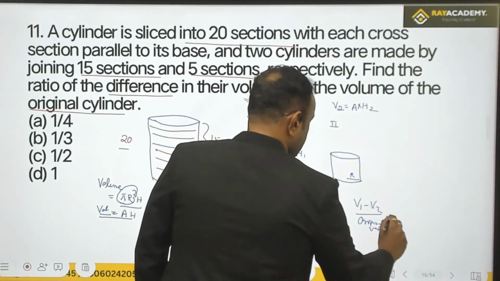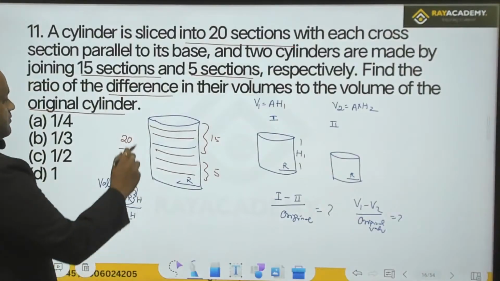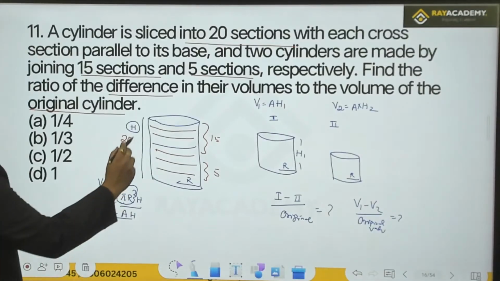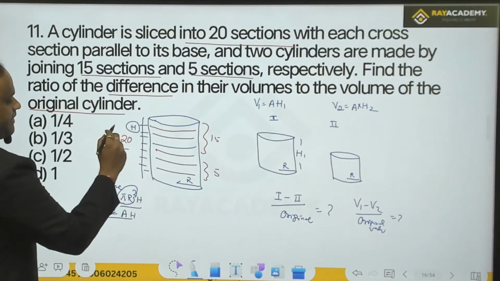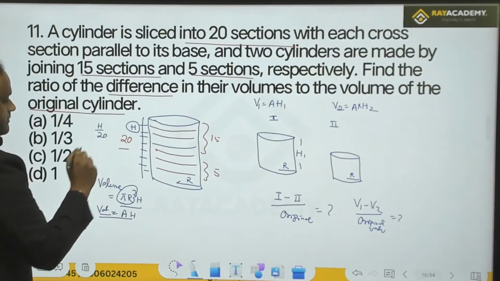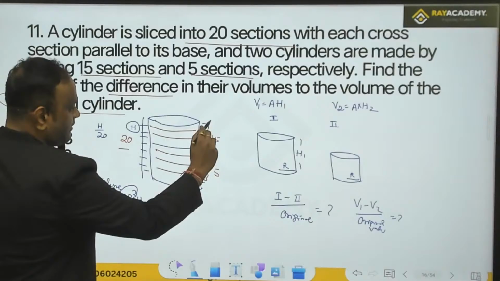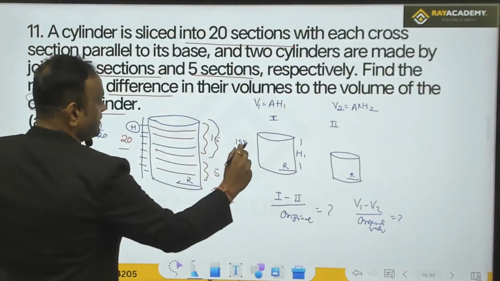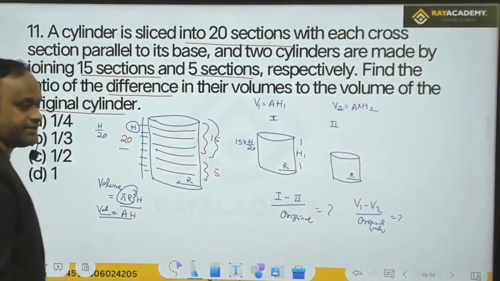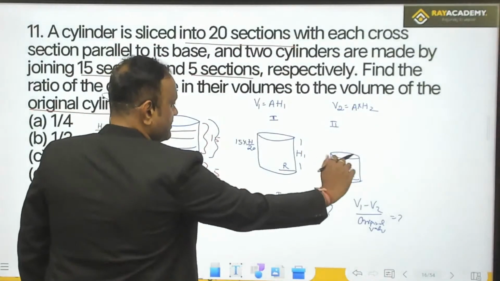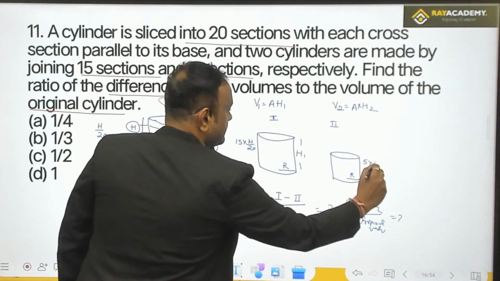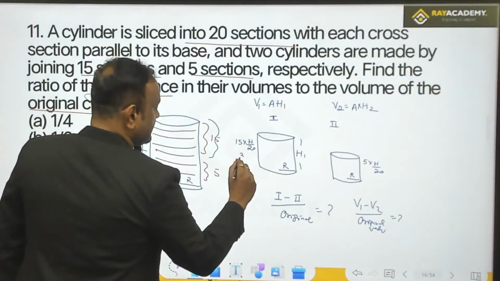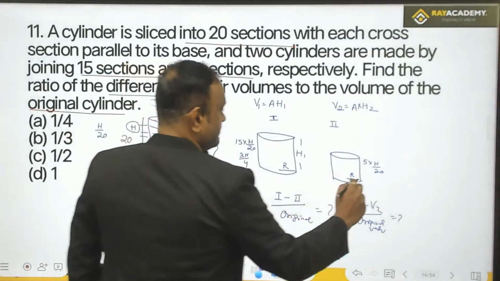Now you see, suppose the total height of this cylinder is h. If we divide it into 20 parts, each part will be h by 20. Now we took 15, so its height is 15 into h by 20, because each part has a height of h by 20. Similarly, we took 5 parts, so its height will be 5 into h by 20. So how much are you getting? 15 by 20 is 3h by 4, and 5 by 20 is h by 4.